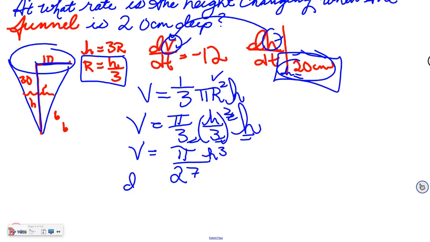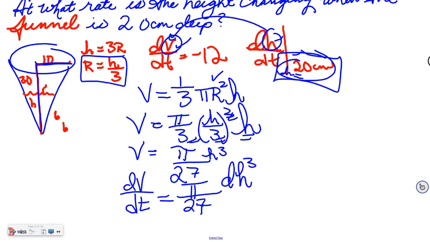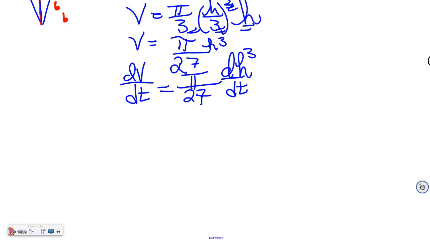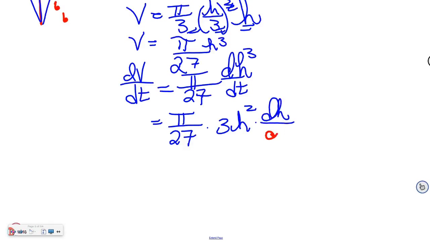All right, so I'm going to rewrite that. dV/dt, derivative of the left, will equal the derivative of the right. I'm going to pull the pi over 27 out front. I don't have to, but it makes life easier. And I'm going to do the derivative of h cubed with respect to the height. I'm going to have pi over 27 times the derivative of h cubed, which is 3h squared, times the derivative of the guts, and the guts is h. So dh/dt. All right, and that's what dV/dt equals.